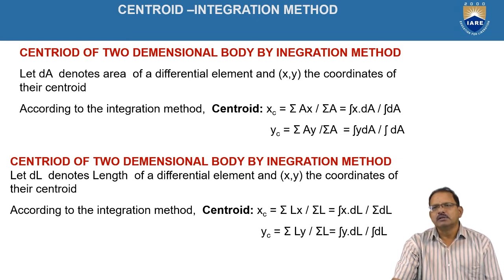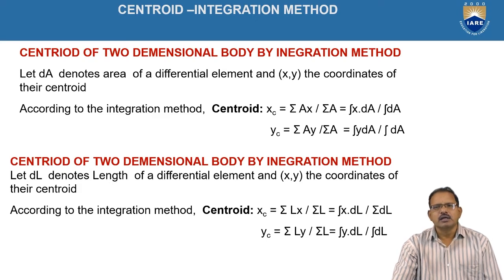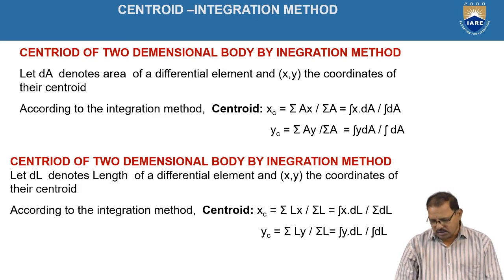The centroid of one-dimensional objects, according to the integration method: xc is equal to integration of x dl divided by integration of dl. Similarly, yc is equal to integration of y dl divided by integration of dl.